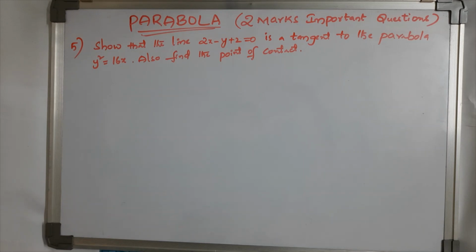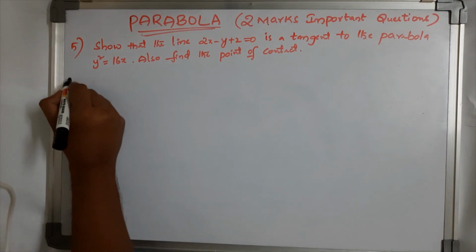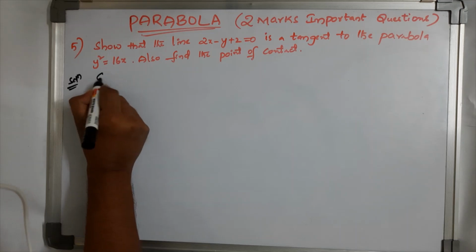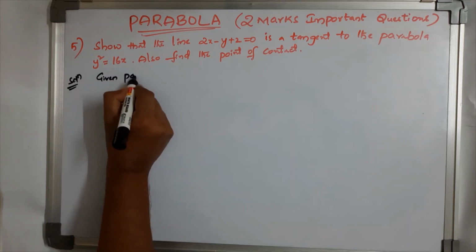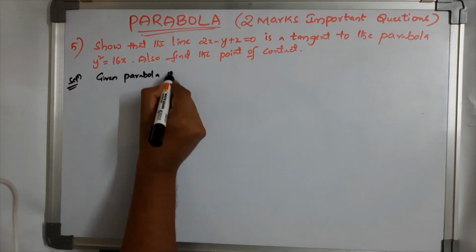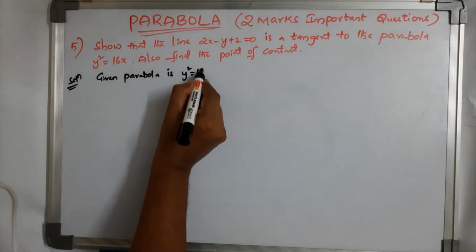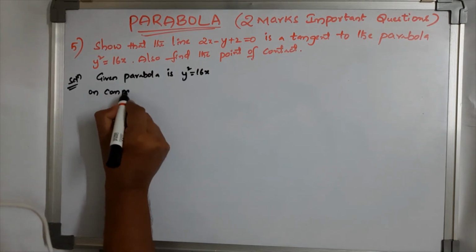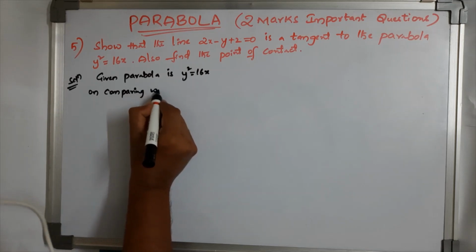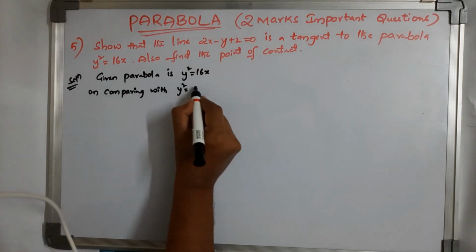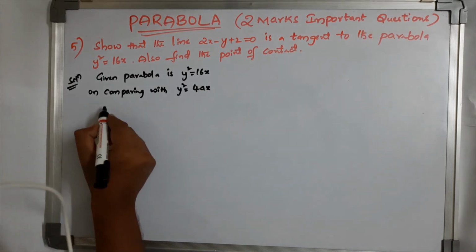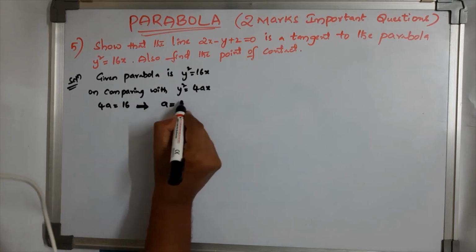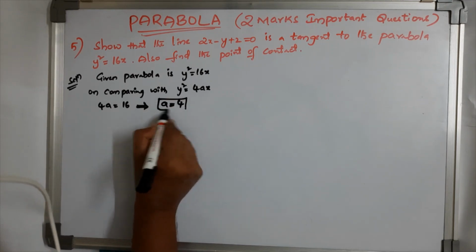For this type of questions, first of all, you have to find the value of a, so that the given parabola is y square is equals to 16x. On comparing with y square is equals to 4ax, you get 4a is equals to 16 and a is equals to 4, right?